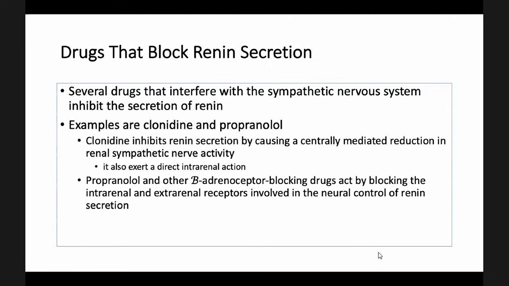So clonidine inhibits renin secretion by causing centrally mediated reduction in the renal sympathetic nerve activity, so that it will result in direct intrarenal action. While your propranolol and other beta adrenoceptor blocking drugs act by blocking the intrarenal and extrarenal receptors involved in the neural control of renin secretion.